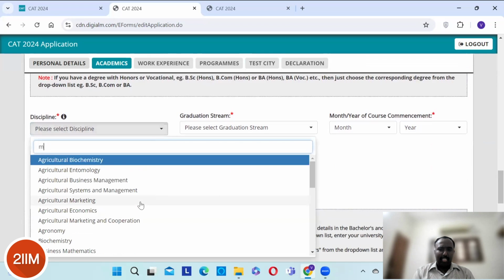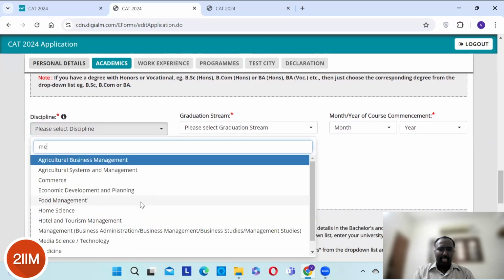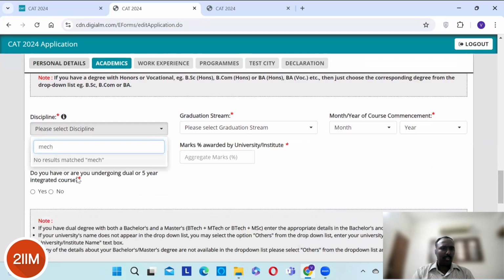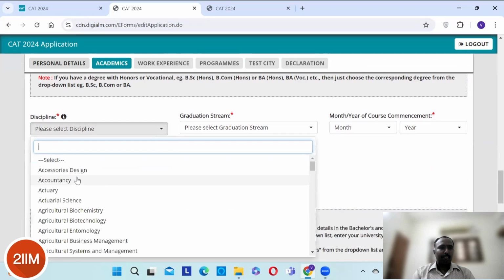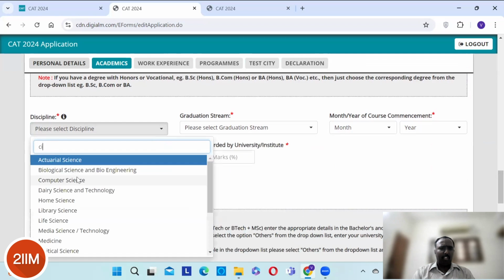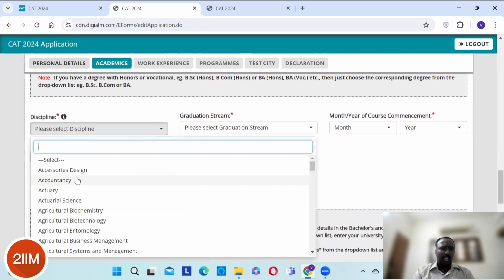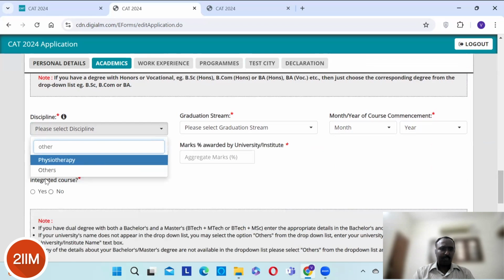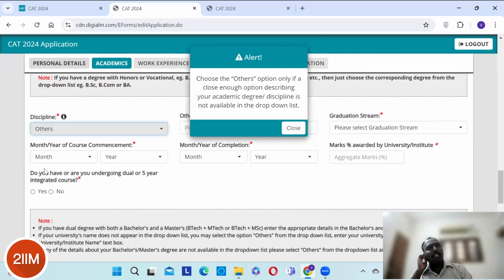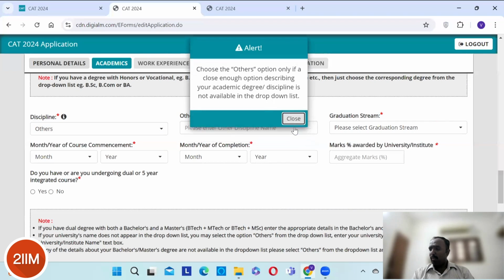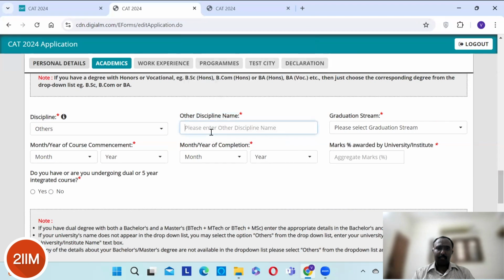Discipline, mechanical, mostly it will not be given. And even this year they have ignored the mechanical students. Many disciplines in engineering will not be given. So don't worry about it. You can always go with the others category. Because not just mechanical, even civil will not be given. Sometimes electrical and electronics will not also be given. So you can always give it as others. So don't worry about that. Now I can write it as mechanical.